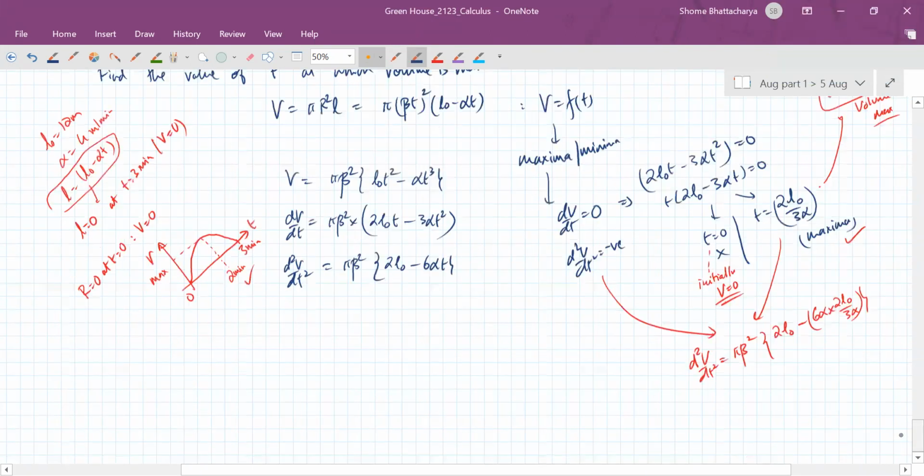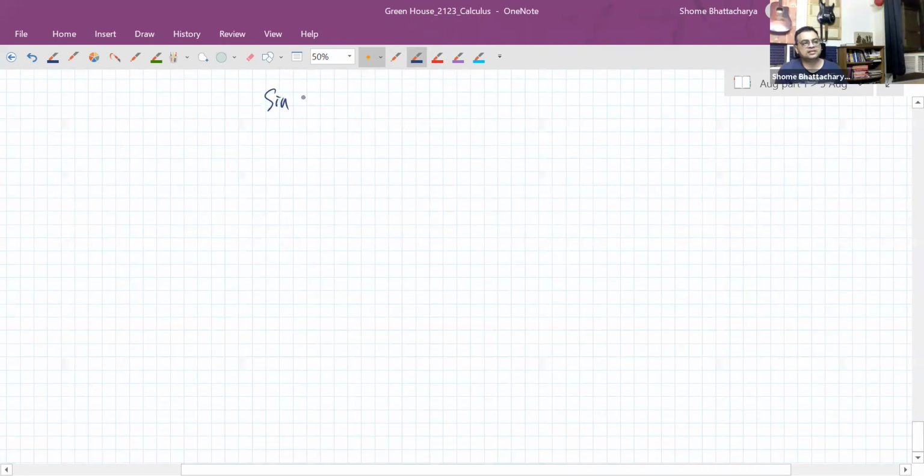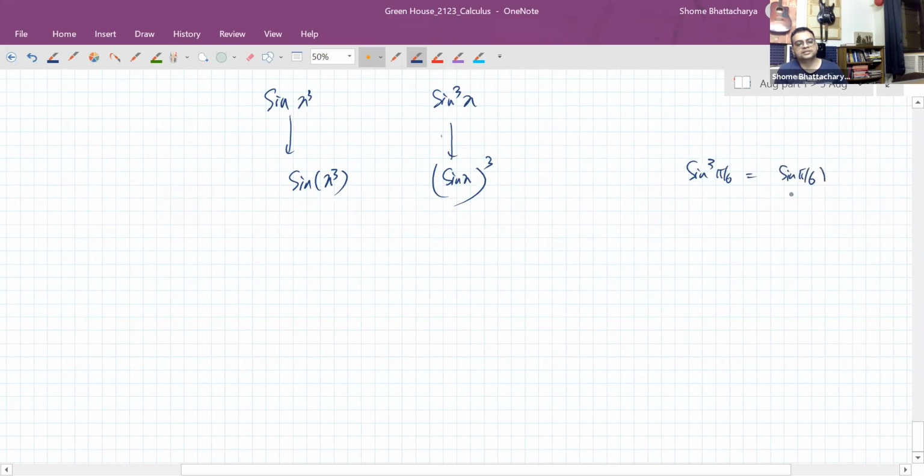Yes. The difference between sine x cube and sine cube x. The more proper way of writing this would be this, whereas this is actually sine x whole thing to the power 3. So for example, sine cube pi by 6 would be sine pi by 6 to the power 3. So that's half to the power 3, so that would be 1 by 8.